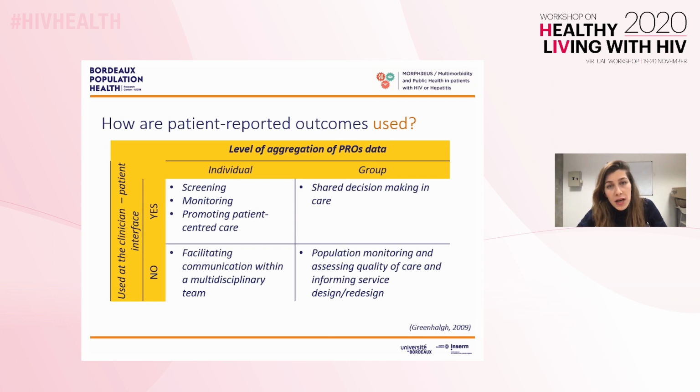So you may already be familiar with the use of patient-reported outcomes in clinical trials, as these measures were initially developed as secondary endpoints. However, today I will draw your attention to a different application of patient-reported outcomes, their use in clinical practice. Here, this taxonomy developed by Greenhalgh and colleagues shows us that patient-reported data can be used at the individual and the group level, and can also be used in the clinician-patient interface. So here we see at the individual level, patient data can be used to screen, to monitor, and to promote patient-centered care.